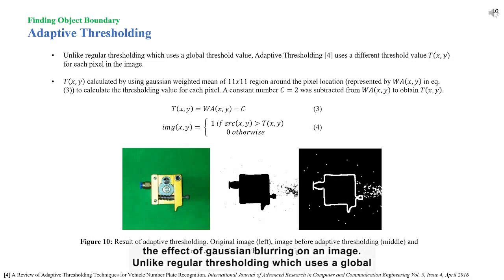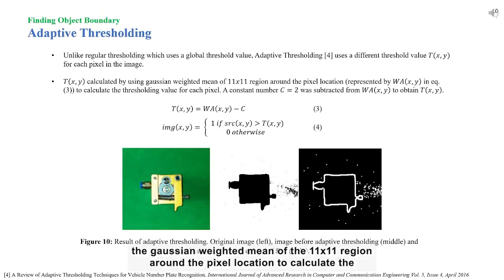Unlike regular thresholding, which uses a global threshold value, adaptive thresholding uses a different threshold value for each pixel in the image. This threshold value can be calculated in multiple ways. The method utilizes the Gaussian weighted mean of the 11 cross 11 region around the pixel location to calculate the thresholding value for each pixel. A constant number c equals to 2 was subtracted from the weighted mean to obtain the threshold value.